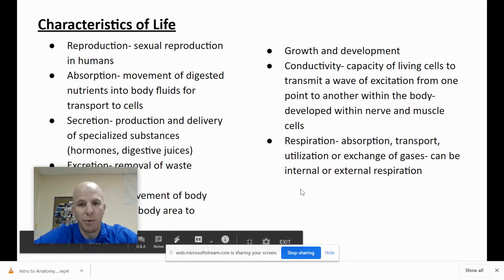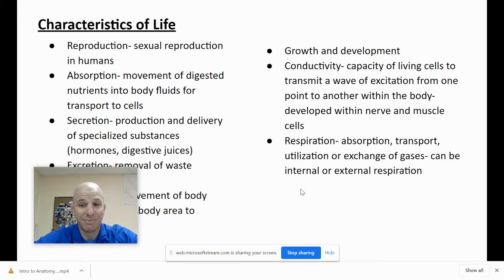External respiration would be... BLT know that they are meeting at 10:10 in the Overlook. BLT meeting at 10:10 in the Overlook. Okay, now you know when the BLT meeting is.